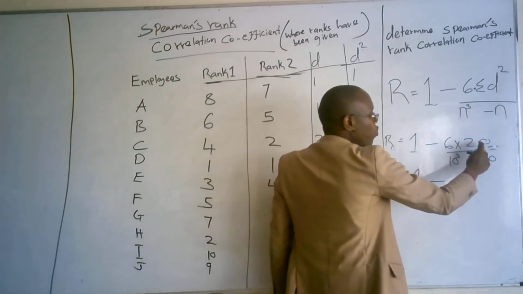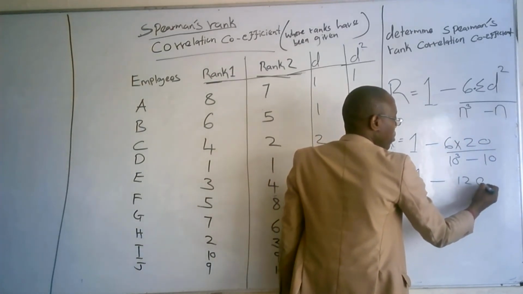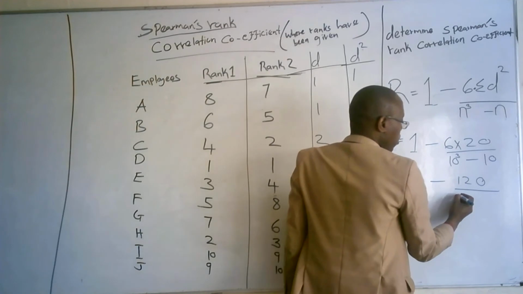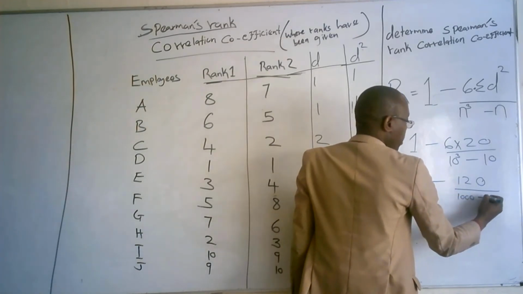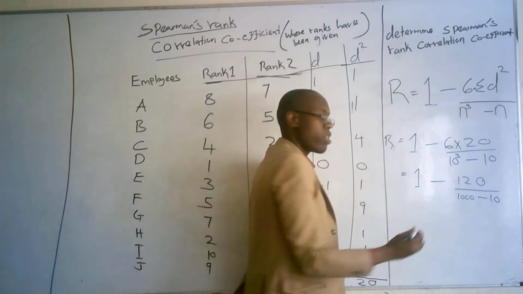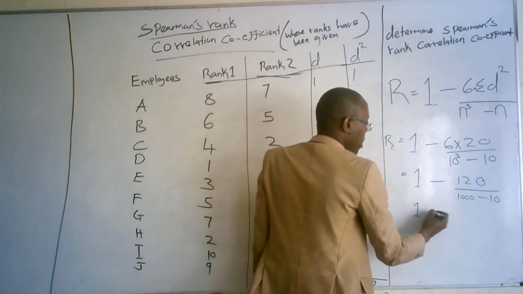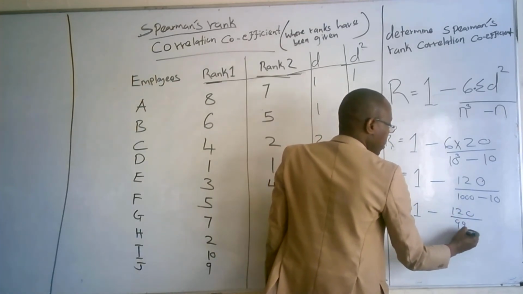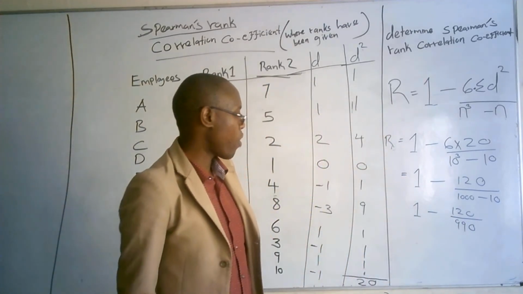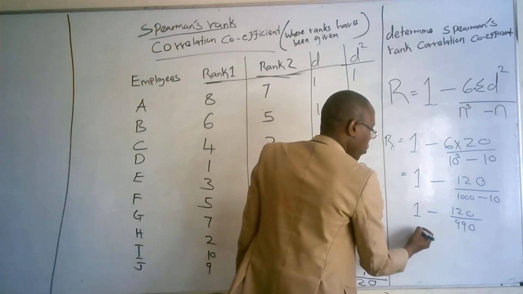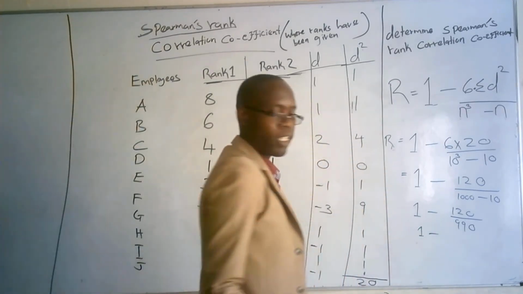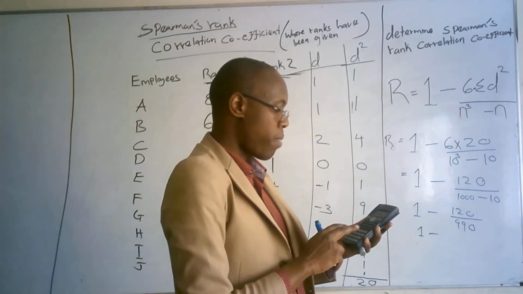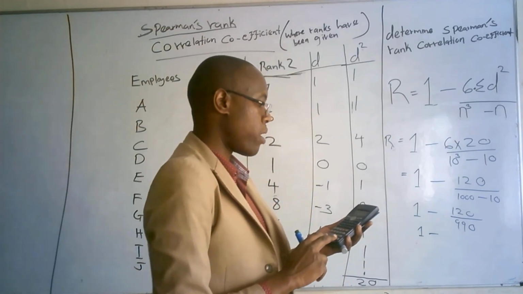So it's going to be 6 times 20, which is 120, over 10 cubed. If you take 10 cubed using your calculator, you will get 1,000 minus this 10. So which is going to be 1 minus 120 over 990. You see, we are almost getting the answer there. So it will be 1 minus, and I want you to take your calculator and take 120 divided by 990, so that we see how much we are going to have.